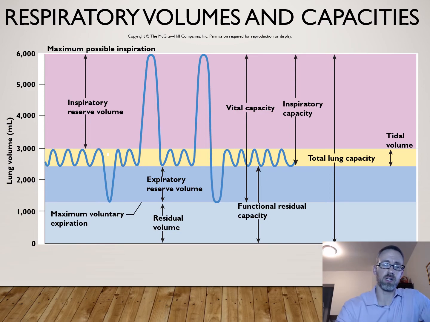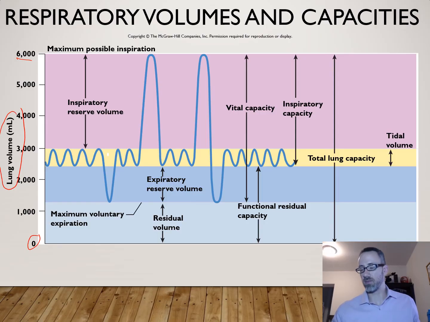You can see on the left axis, this is lung volumes in milliliters. It goes from 0 up to about 6,000 mLs, or 6 liters, a typical volume for an average adult. However, that can vary depending on the size of the person, of course. What you're seeing here is actually over time, so even though it's not shown, the x-axis is time.